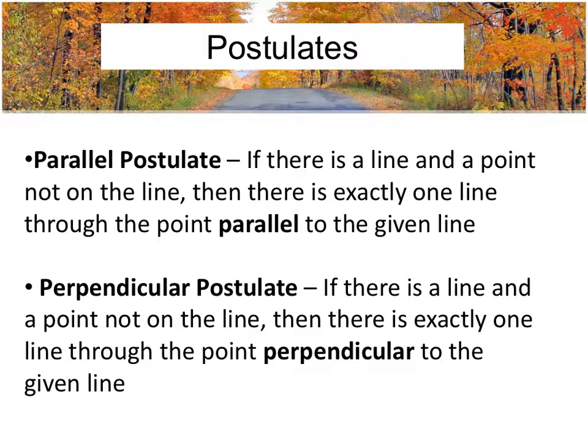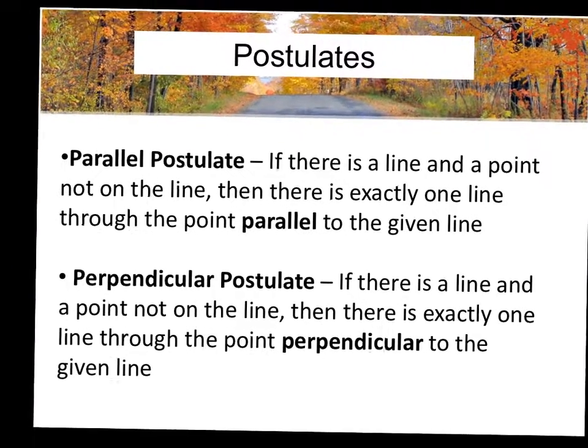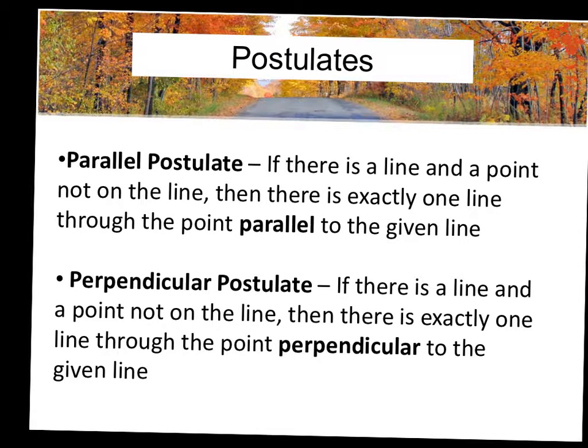Okay, parallel postulate and perpendicular postulate. So the parallel postulate, which has a name, so it's not a number, it's a name you can use, says if there's a line and a point not on the line, then there is exactly one line through that point that is parallel to the given line. And I'll show you what that looks like in a second. And the perpendicular postulate says if there's a line and a point not on the line, then there is exactly one line through that point perpendicular to the given line.